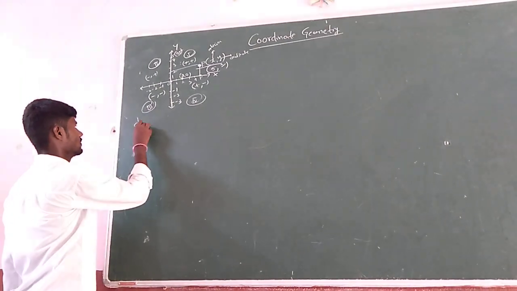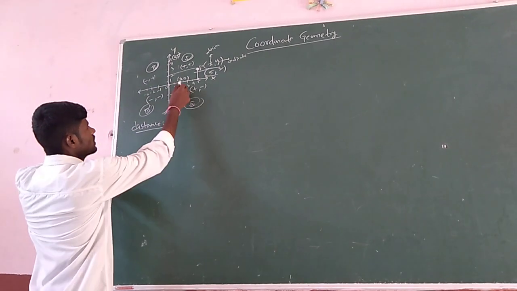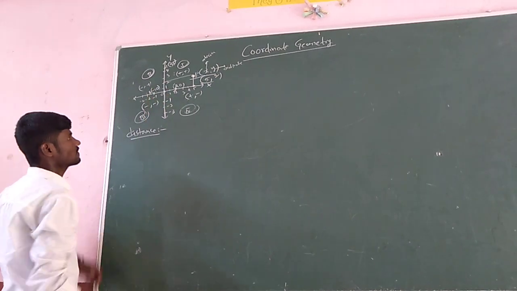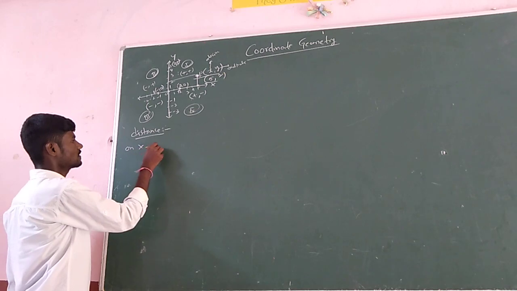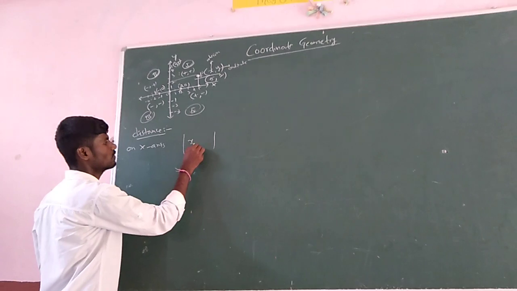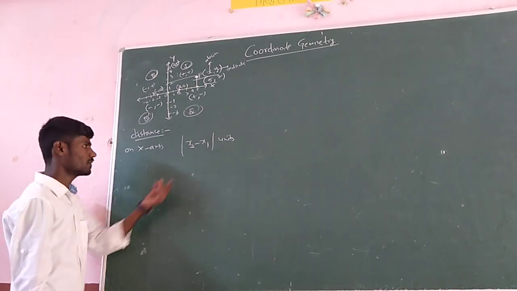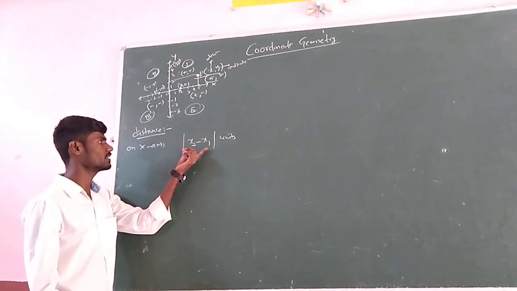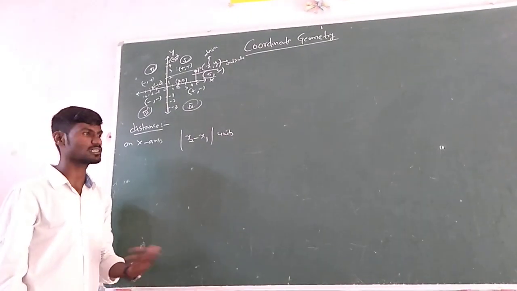How can we find that distance? Suppose I am taking one point A and another point B, whose coordinates are (minus 1, 0). If the two points lie on the x axis, the distance can be found by the formula modulus of x2 minus x1 units. This symbol is modulus, because distance can never be negative, that's why we put modulus. If we get a negative value, because of the modulus symbol we will get a positive distance, because distance is always positive.